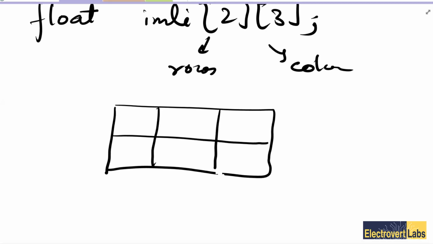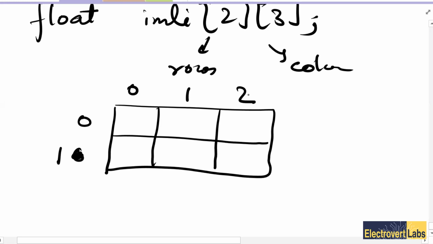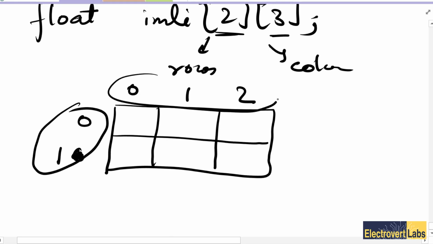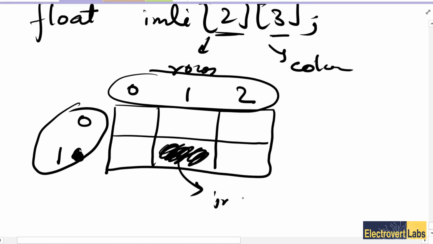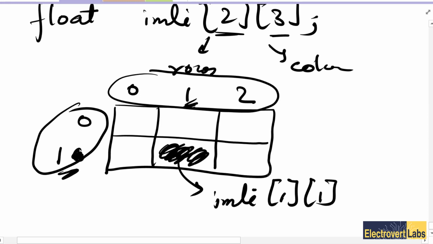Now as you already know, the index numbers start from 0. So row 0, row 1, column 0, column 1, column 2. So though the length is 2 comma 3, the variation of the index is 0 to 1 and 0 to 2. This is something that you need to keep in mind. So for example, if we have to access this value here, how will we do it? Access it as imli[1][1], first row, first column. So this is the name of the block. So every block can be accessed by this same variable name imli.